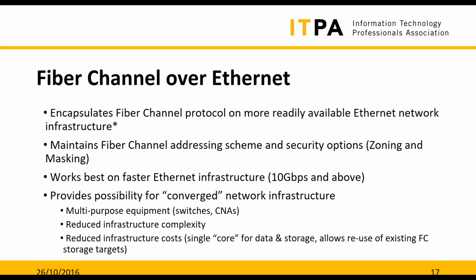So, fibre channel over Ethernet, going back to topic, maintains the fibre channel addressing scheme and security options, so you get zoning and masking over FCoE. It works best on faster Ethernet infrastructure, 10 gig and above.